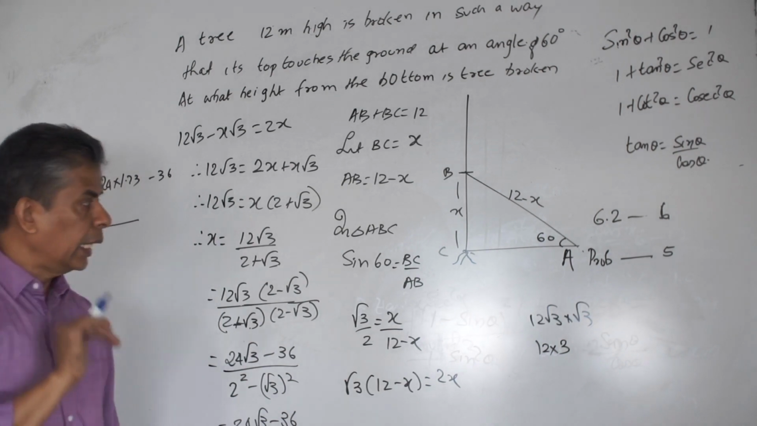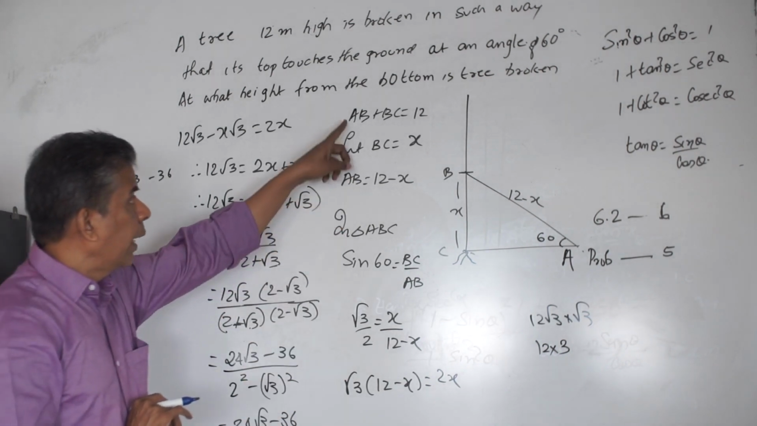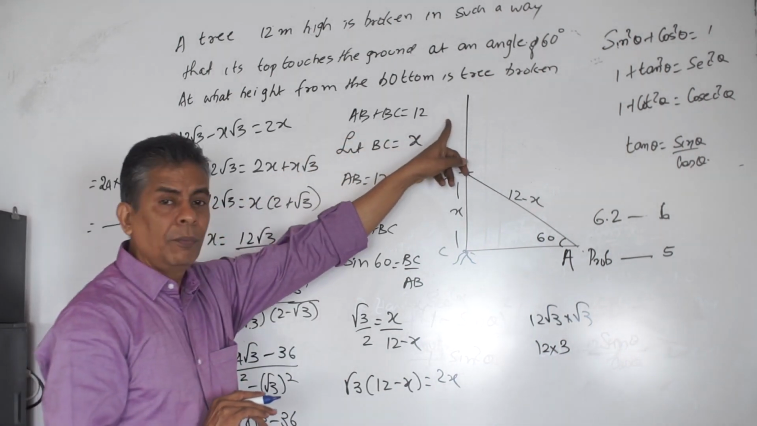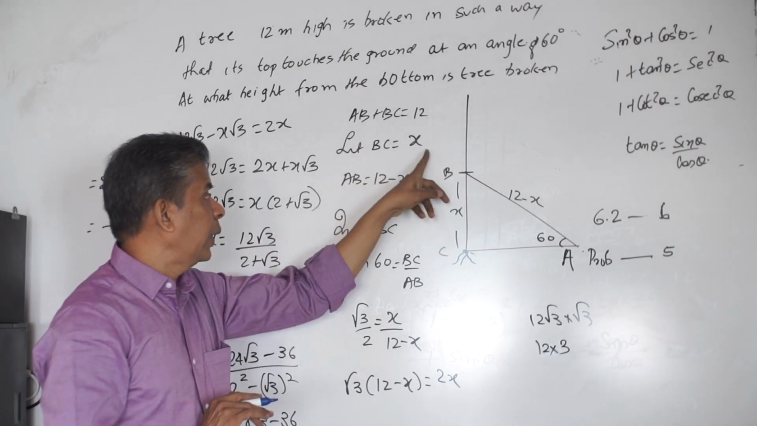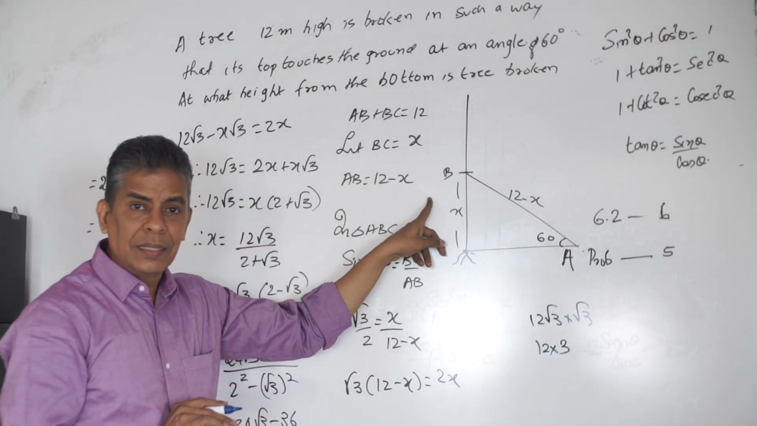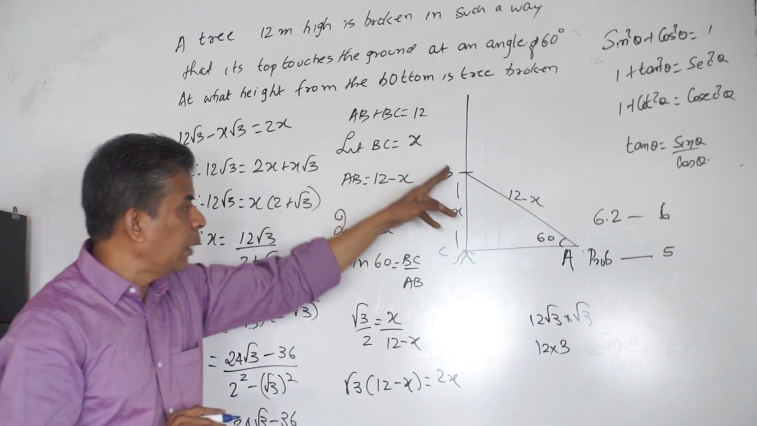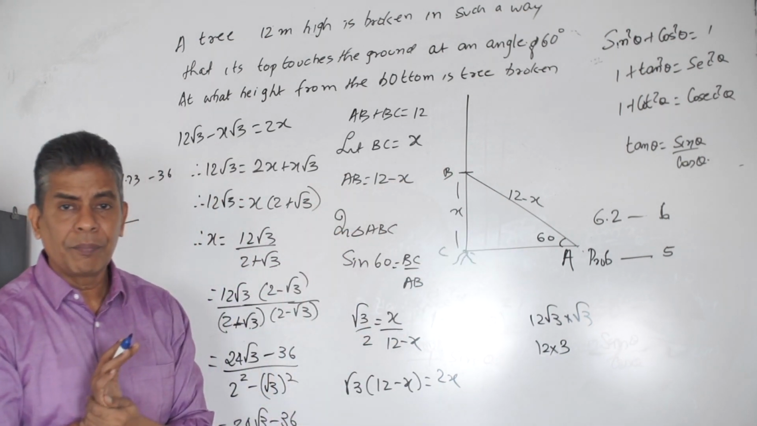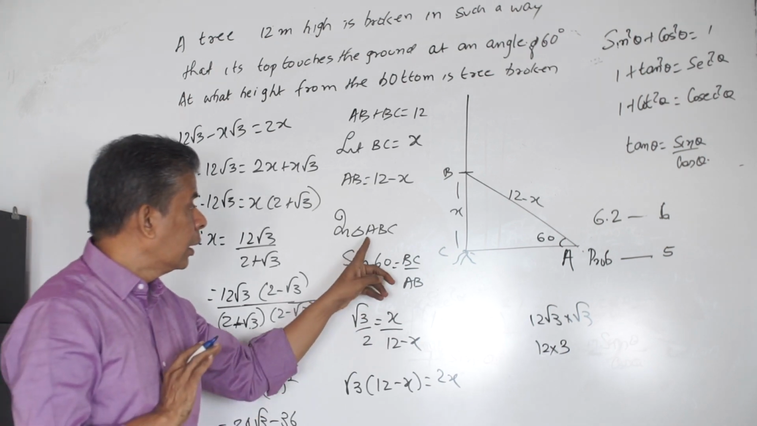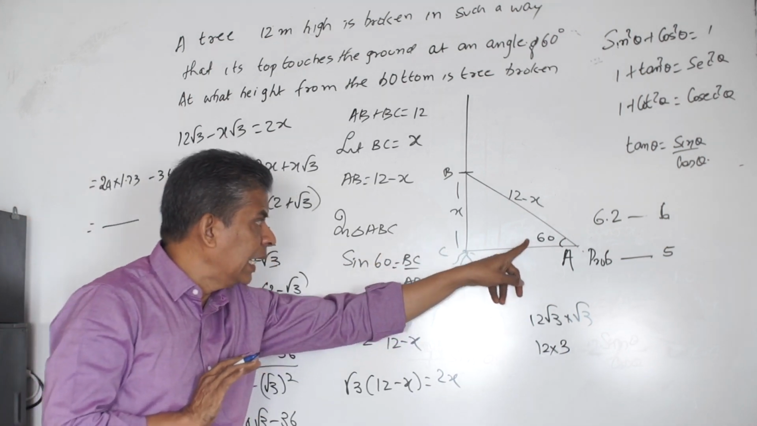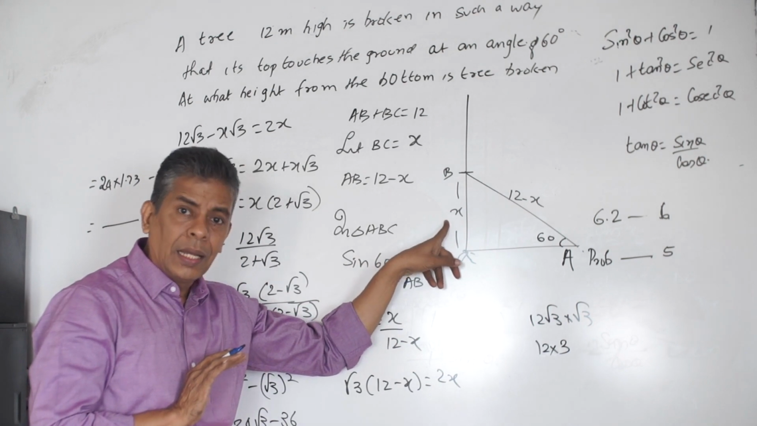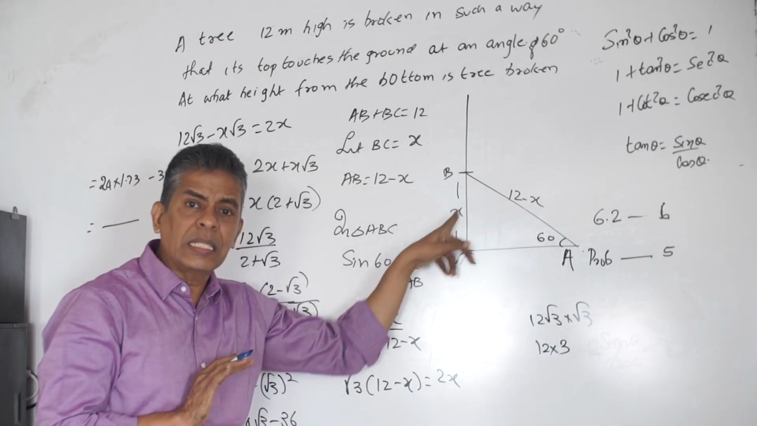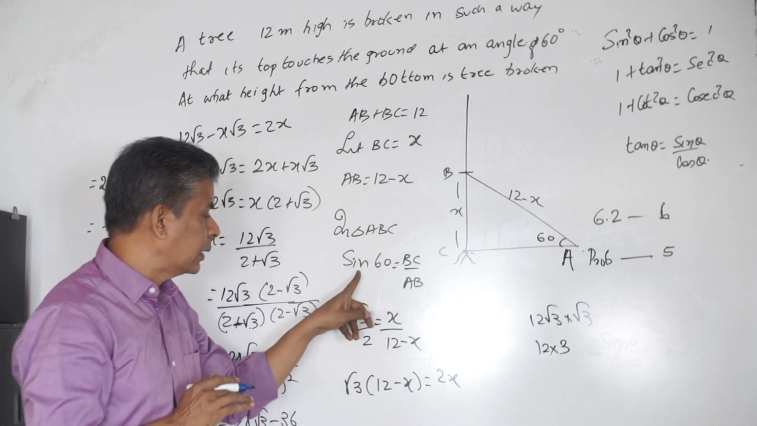Okay? Look again. Here you have AB plus BC is 12. BC is equal to x, so AB is 12 minus x. Right? In triangle ABC, we took sin Q. This is an important question. We took sin Q because for this angle, opposite is given and hypotenuse is there; opposite by hypotenuse comes in sin, hence we take sin.